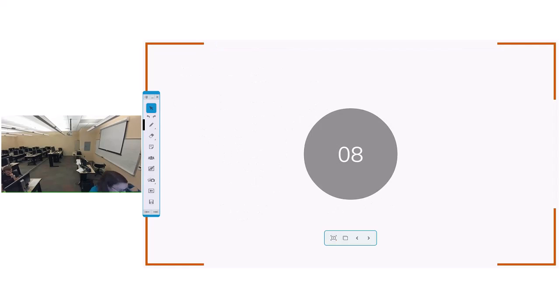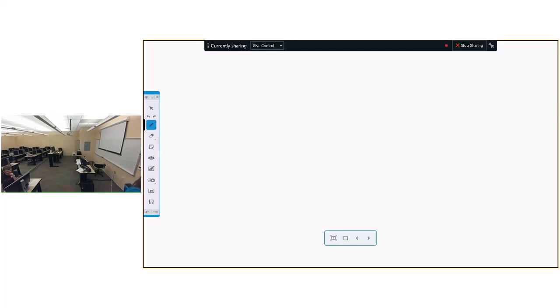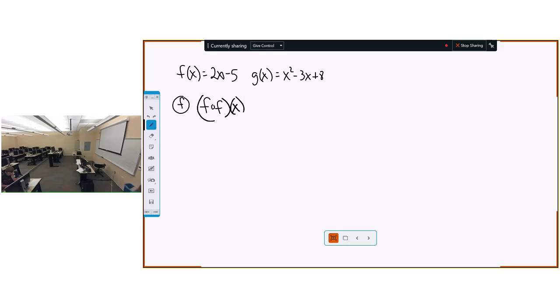And one more example on this one. Again, f of x equals 2x minus 5, and g of x equals x squared minus 3x plus 8. And we want to find f circle f of x, which is f of f of x. So f of x is the inner function, and then f of the output is the outer function.